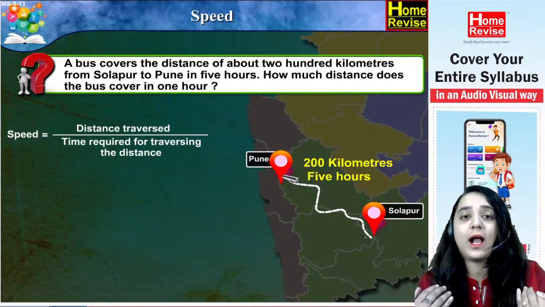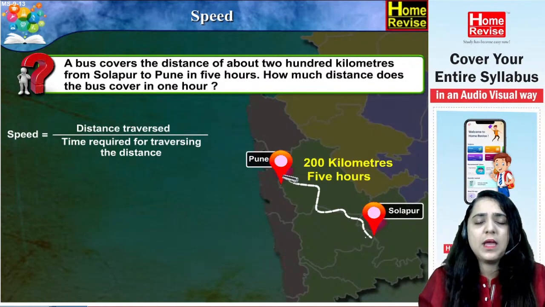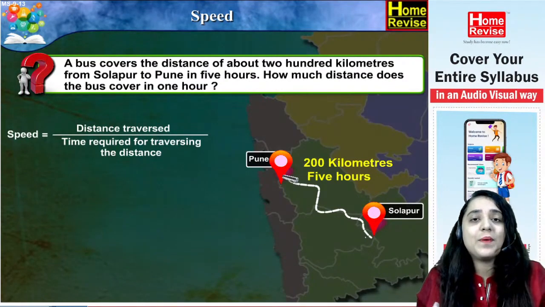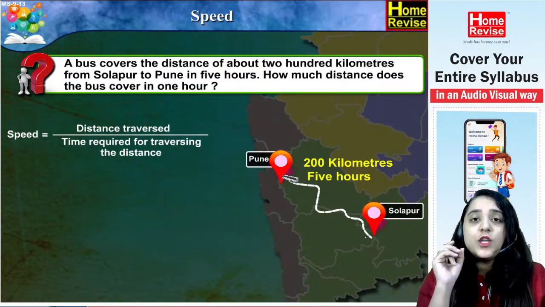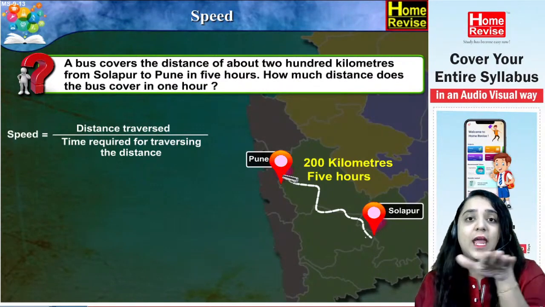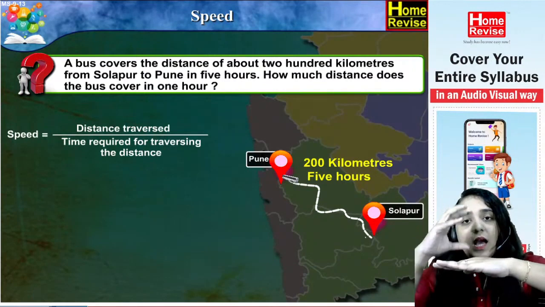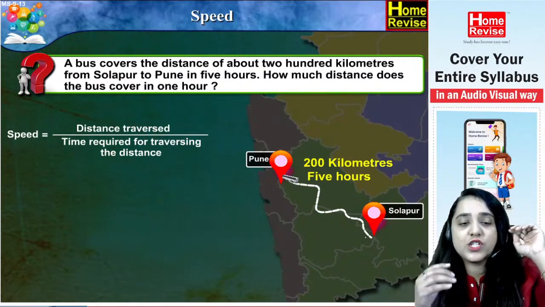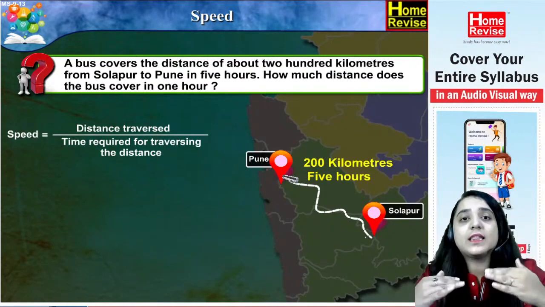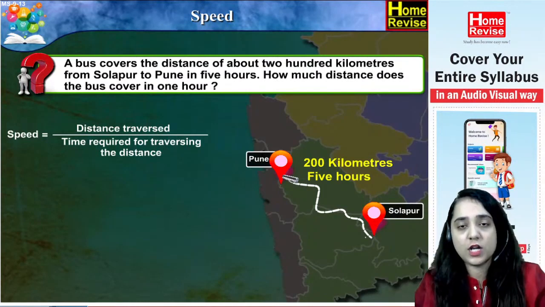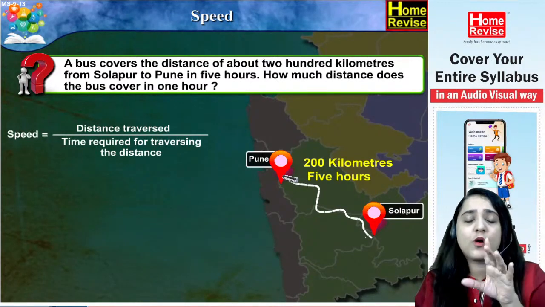So if you're understanding speed for the first time, it is very, very important for you to understand. Whenever you have to calculate speed, you have to take a ratio. Ratio means something upon something. So you have to take a ratio of the distance traveled. How much distance did you travel? And how much time did it take you to travel that distance?